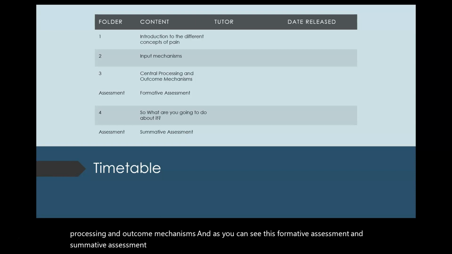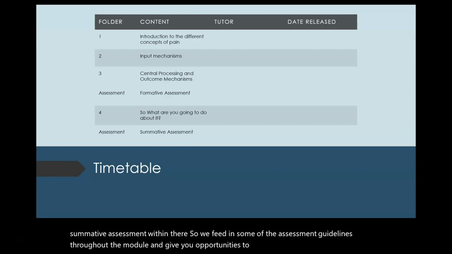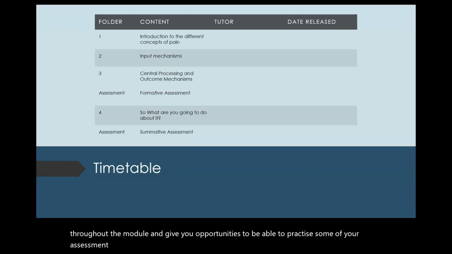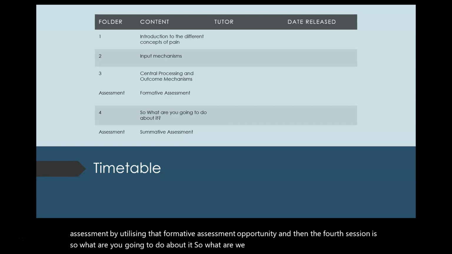So we feed in some of the assessment guidelines throughout the module, and give you opportunity to be able to practice some of your assessment by utilising that formative assessment opportunity. And then the fourth session is, so what are you going to do about it? So what are we going to do about pain as a therapist?